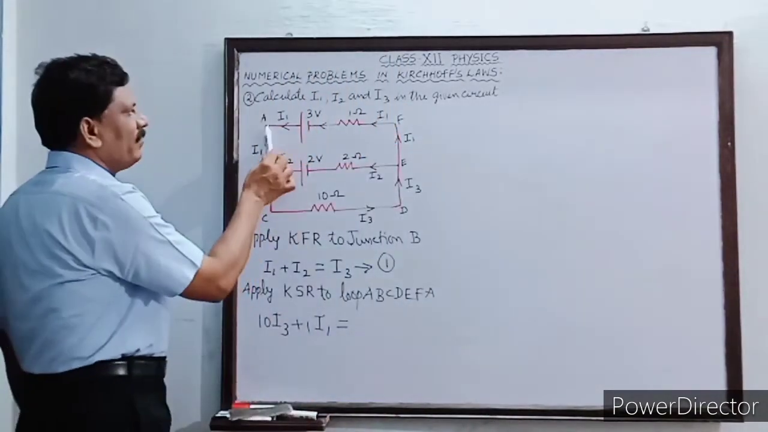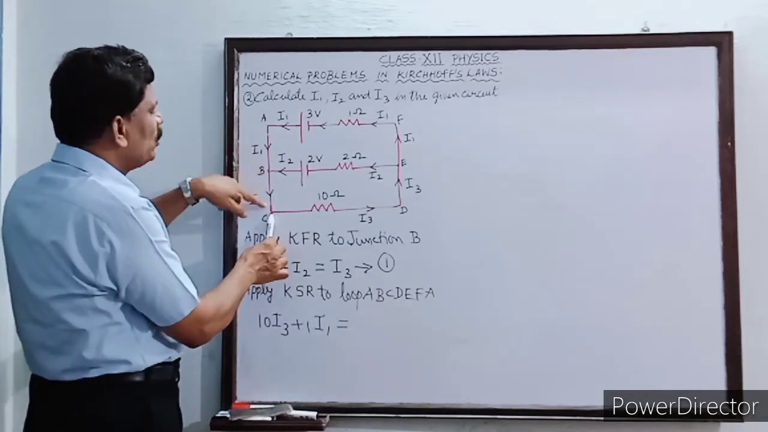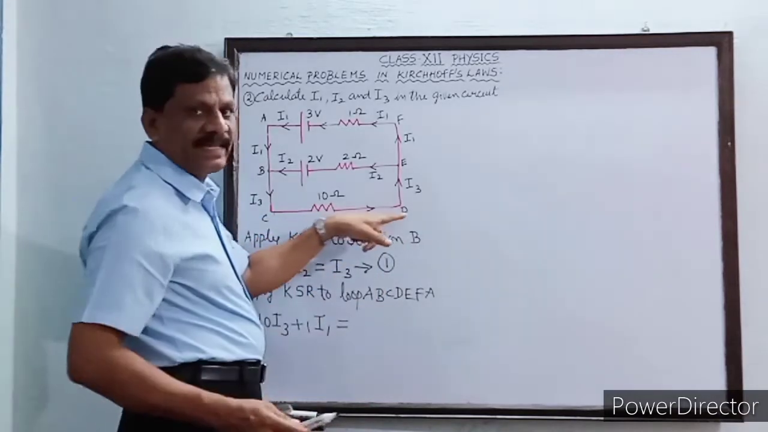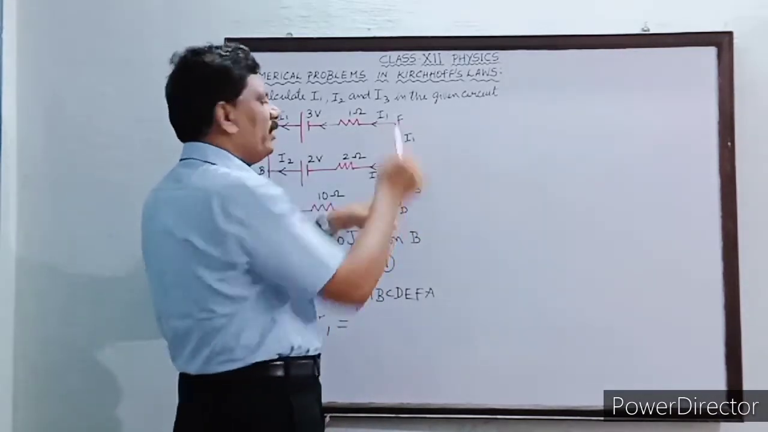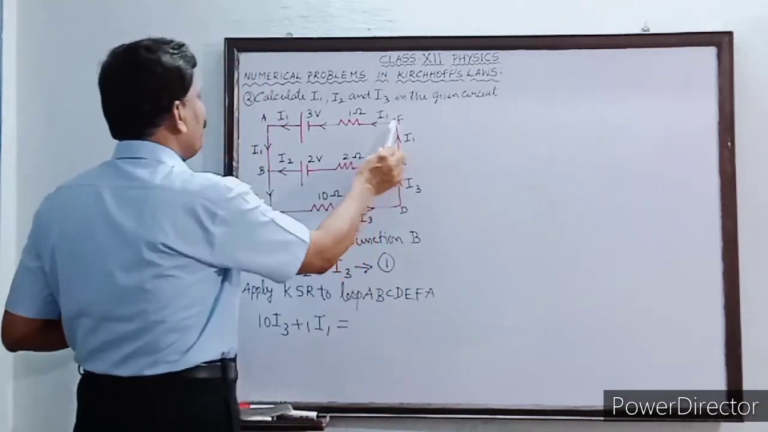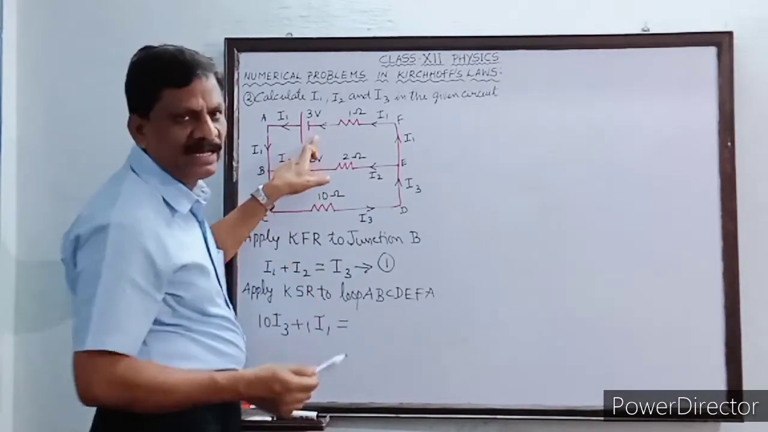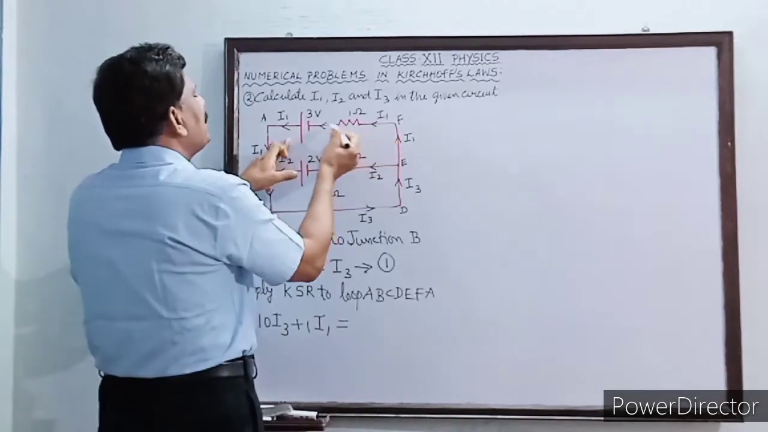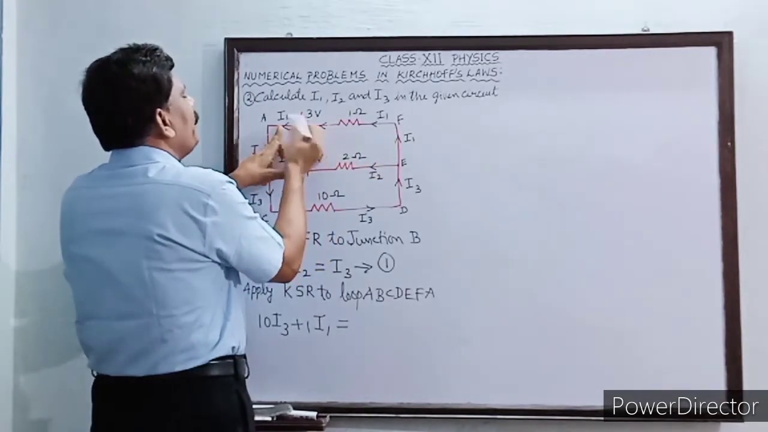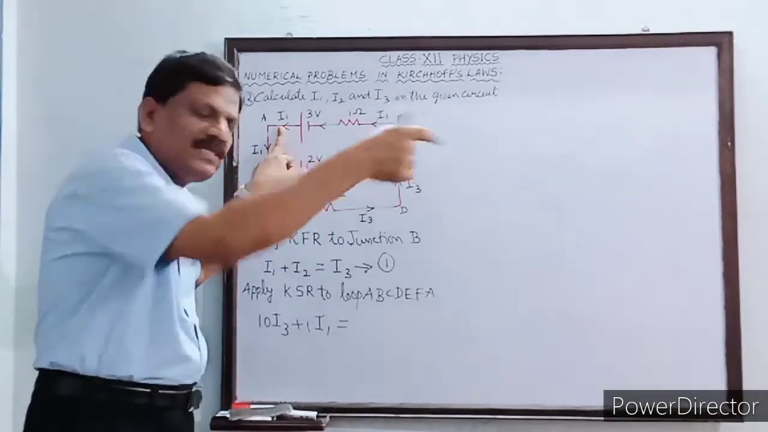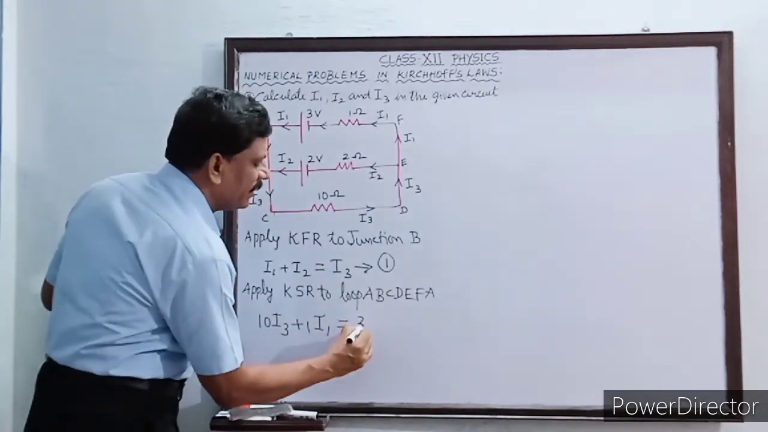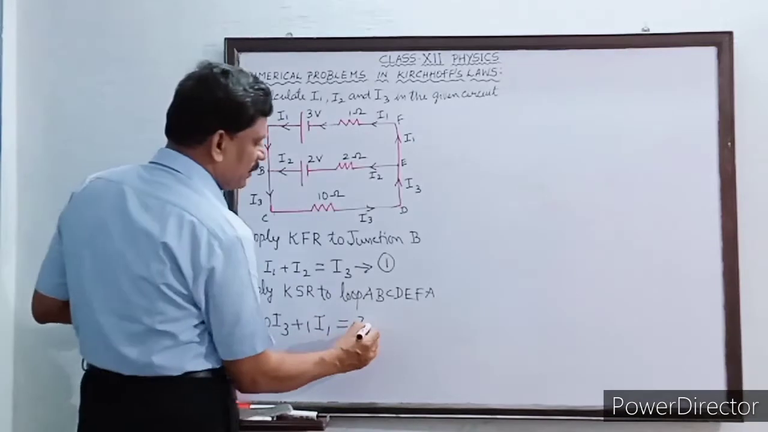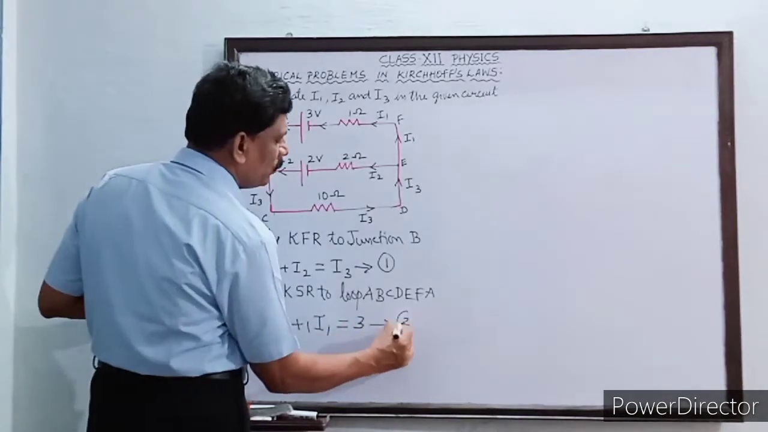Again I start from A to B, B to C, no cell in this branch. Then C to D, no cell, and D to E and E to F also no cell, and F to A, when I proceed, there is one cell of 3 volt available in that arm, and I proceed such that the current starts from the positive terminal. It starts from the positive terminal, which means this 3 is positive. This is equation 2.